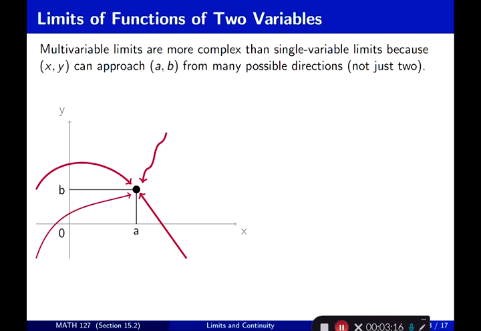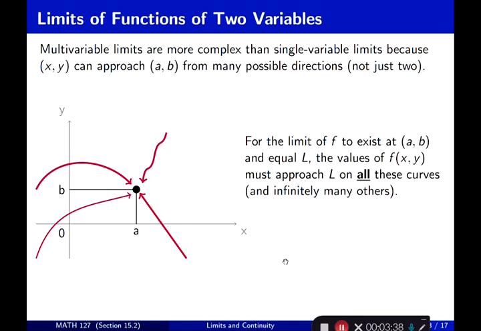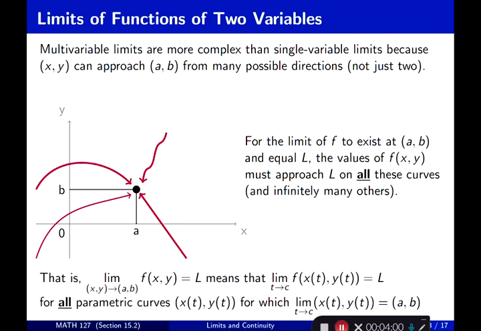the z value for all those paths should be basically approaching the z value of a and b. So the z value for any points on these paths should, as it gets closer and closer to a and b, approach the z value of a and b, basically. So for the limit of f to exist at a and b and equal L, the values of f of x and y must approach L on all these curves and infinitely many others. So basically on all of the curves.